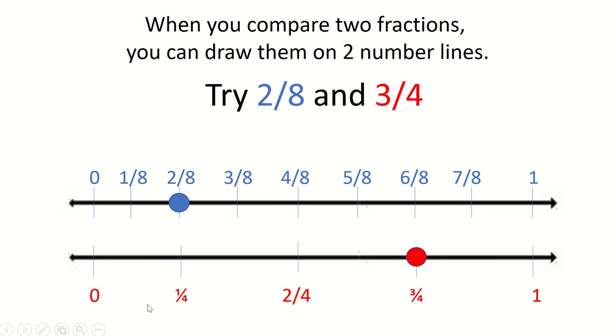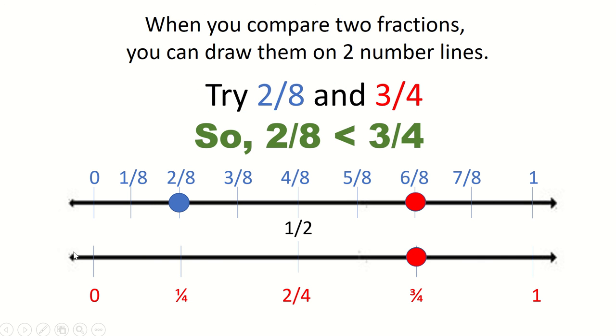Then I can go ahead, and if I want, I can put 3/4 on the number line of the eighths, because again, remember, these are equivalent. They're at the same point on the number line. So 6/8 is equal to 3/4. And then if I want to find my halfway mark, I can see that 4 is half of 8, 2 is half of 4, so there's my halfway mark. So again, when I'm comparing them, I can see that 2/8 is less than 3/4.